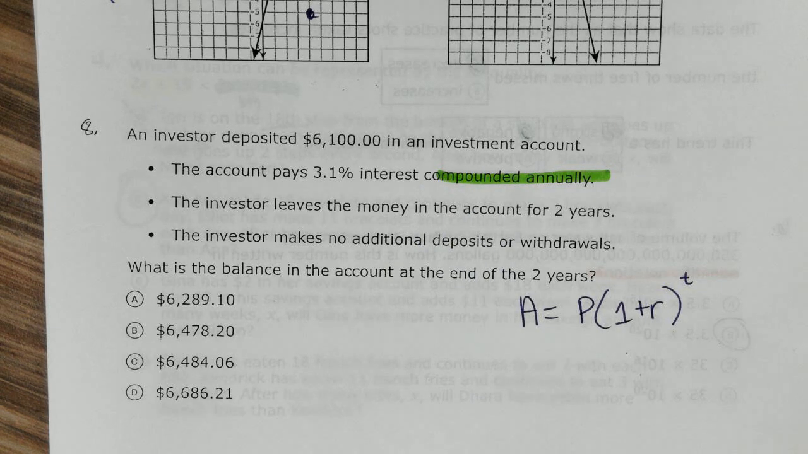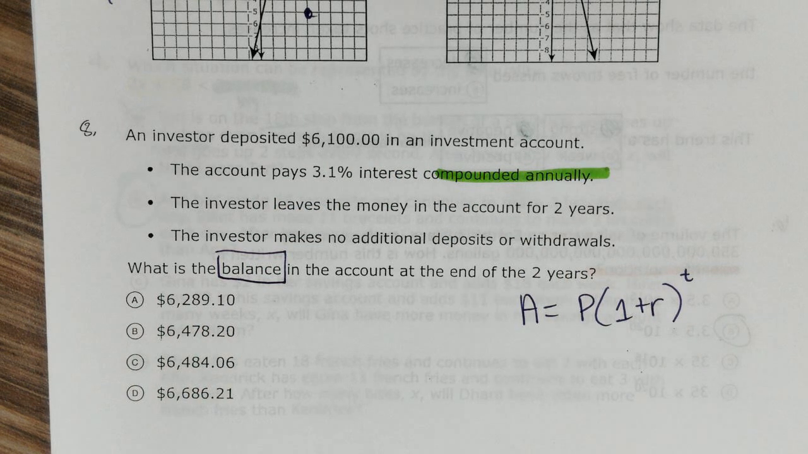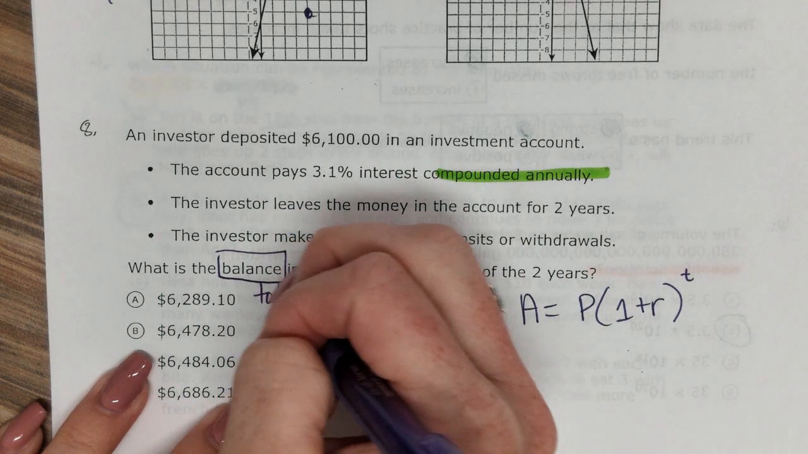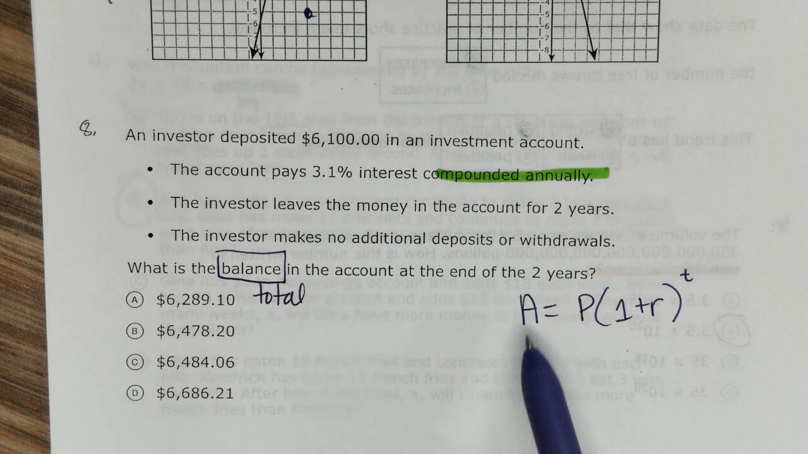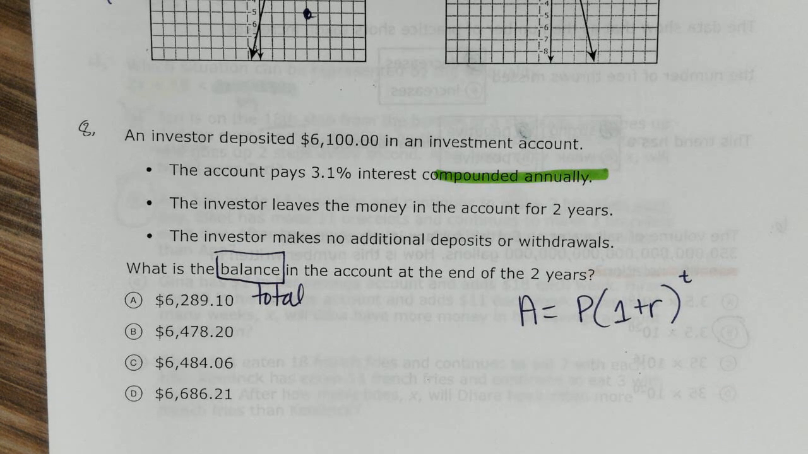The investor leaves the money in the account for 2 years. They make no deposits or withdrawals. What is the balance? What does balance mean? Total. So stop and ask yourself, what does this formula solve for? Total amount. So all I need to do is use this formula. Yes? All right, so let's go plug in our numbers.